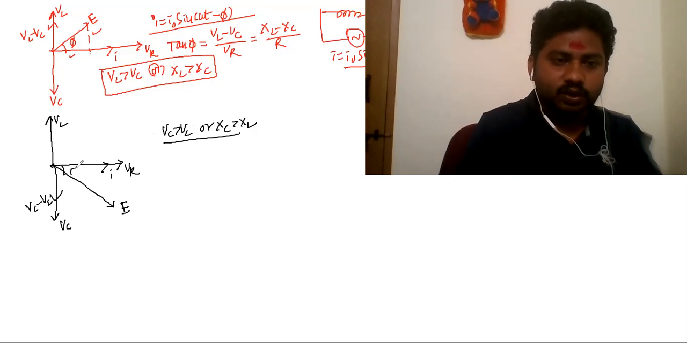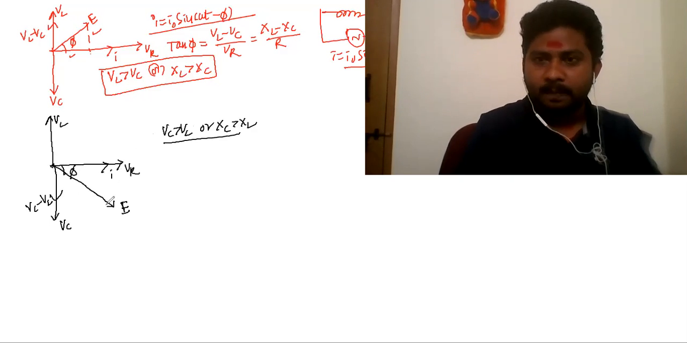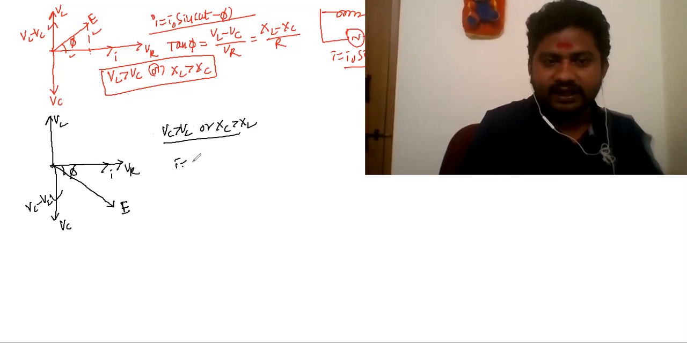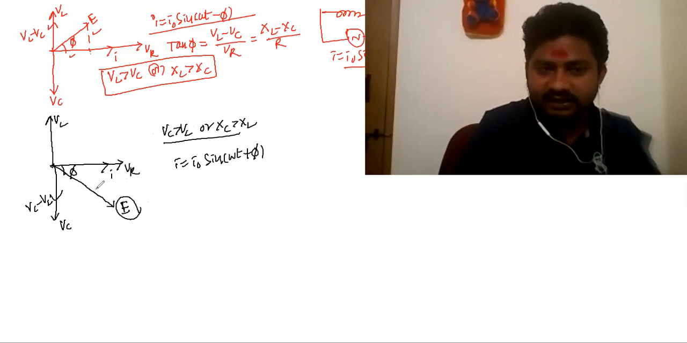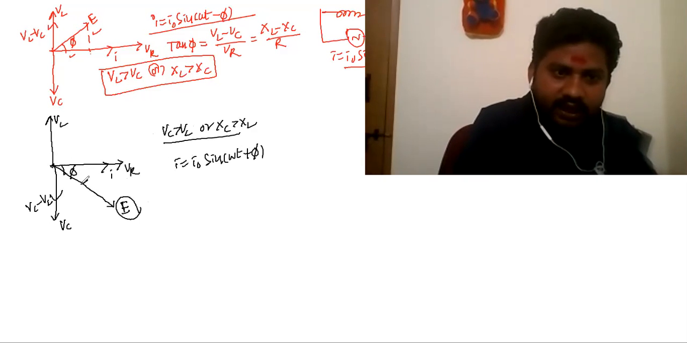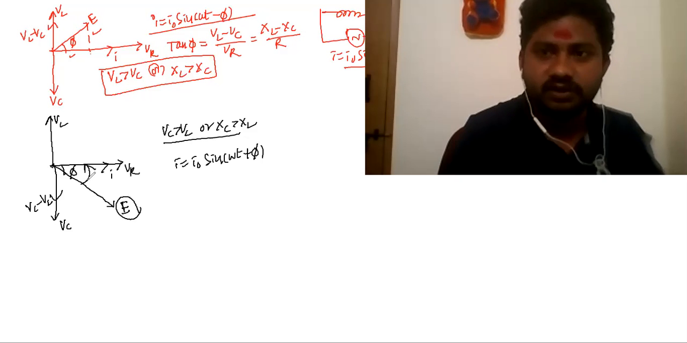So this is your phi value. You know what happened? Current is leading. Yes or no? In this case, you get the current value I naught sine omega t plus phi. Current is leading the final EMF, because we measure in the anti-clockwise direction. No confusions, my dear children.